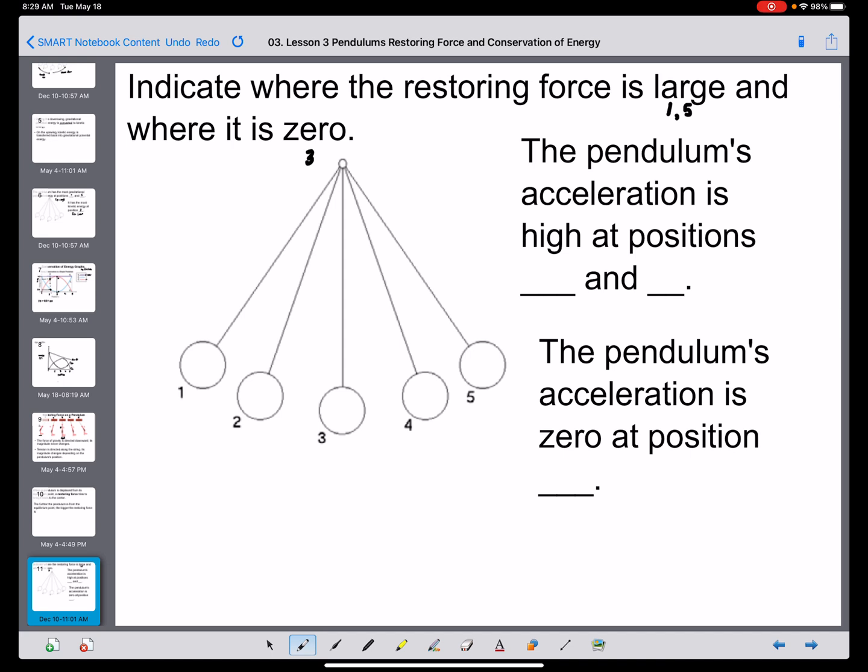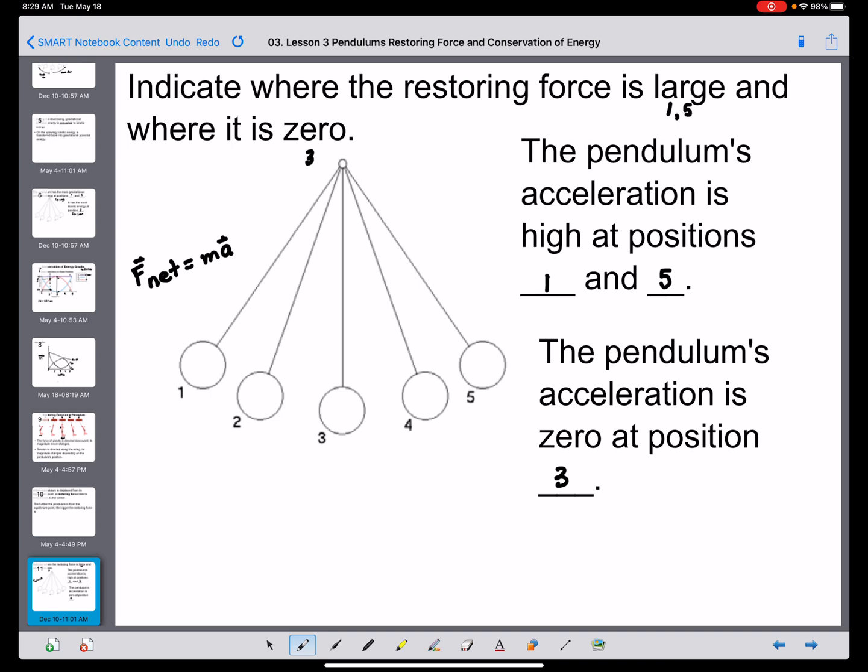Now, the other thing we learned in the dynamics unit is that force and acceleration are linked, right? So we know, because of this formula here, F net equals ma, that when force goes up, acceleration goes up. So wherever the force is large, the acceleration should be large too. So that means the pendulum's acceleration should be high at positions 1 and 5, because that's where the restoring force is big. And the pendulum's acceleration should actually be 0 at position 3.